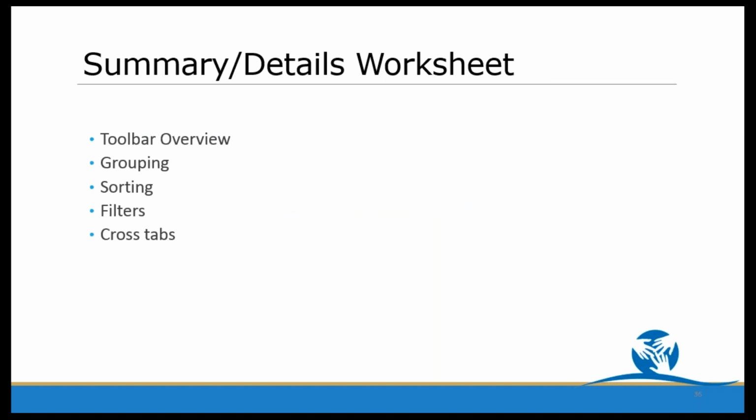Summary details worksheet. Once you run a report, you fill out all your refinements, click next, and go to Workbook. We're going to talk about the summaries and the details within that workbook. They call the workbook tabs worksheets. We'll talk about the toolbar overview, grouping, sorting, filters, and crosstabs.